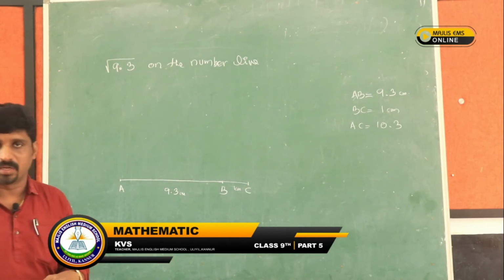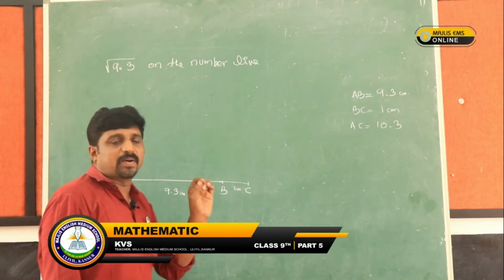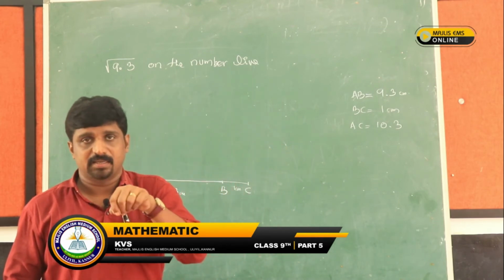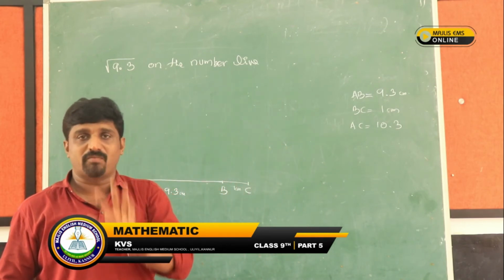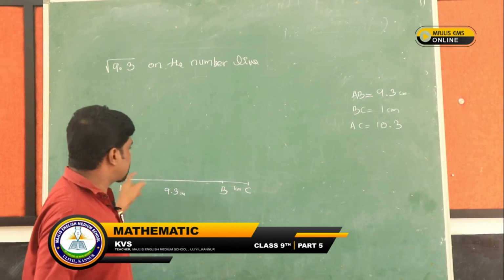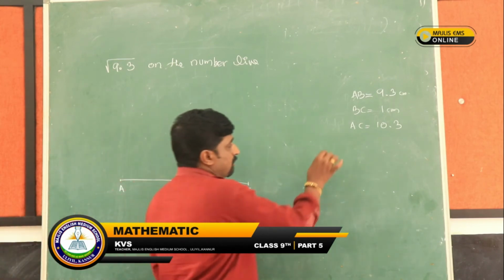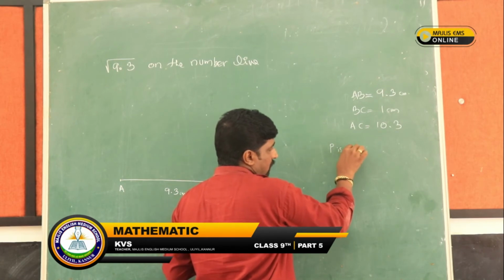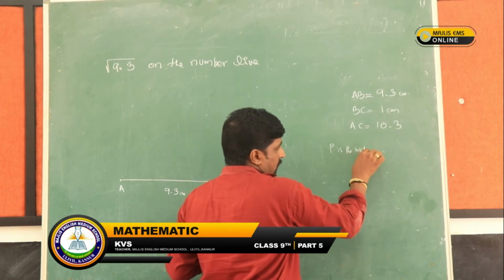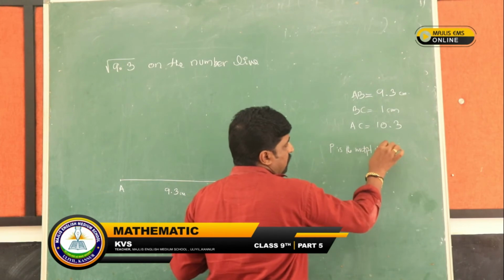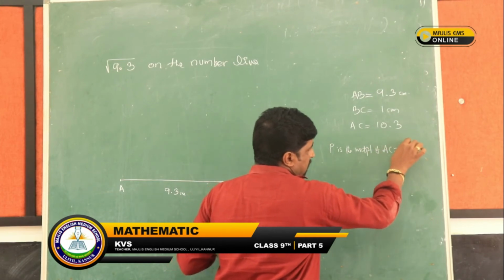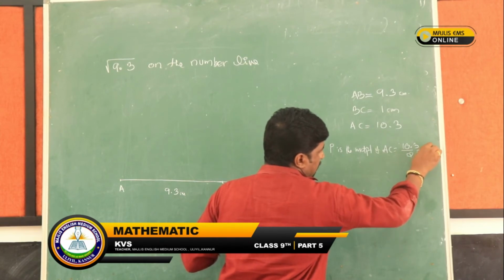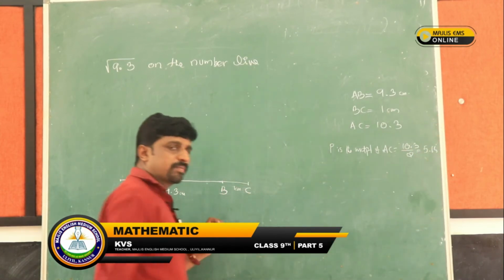After that you can find out the midpoint of this AC. Midpoint of AC we need to take. Okay, AC total is 10.3. That midpoint we can take like this. P is the midpoint of AC, that is 10.3 divided by 2, that is 5.15.